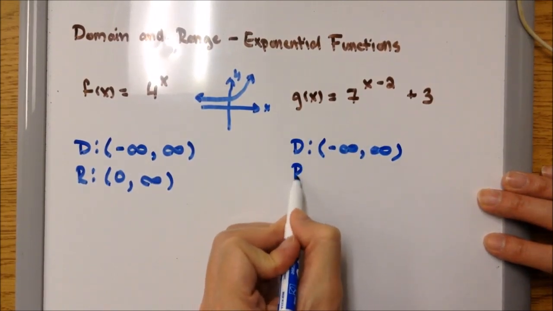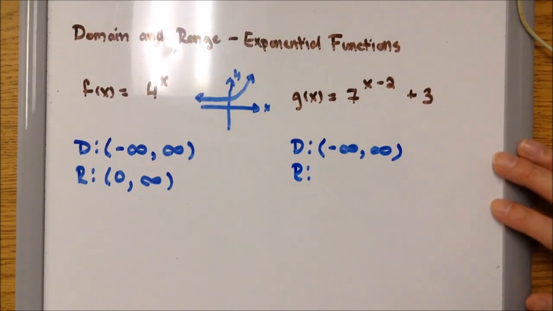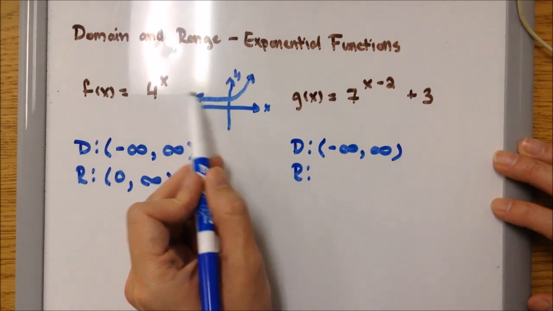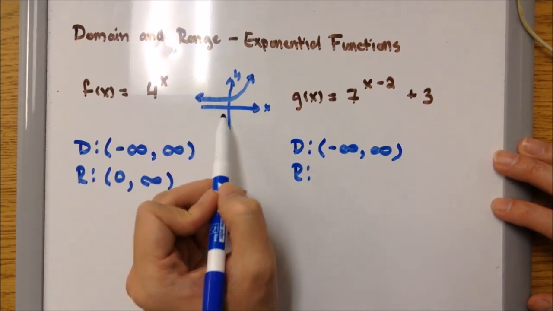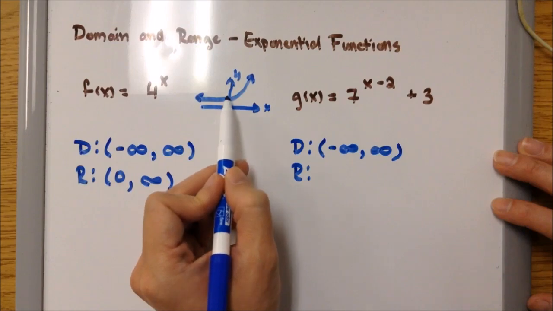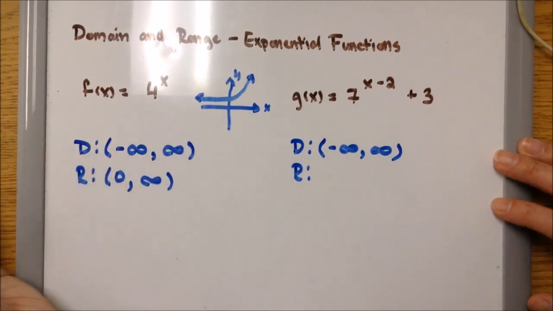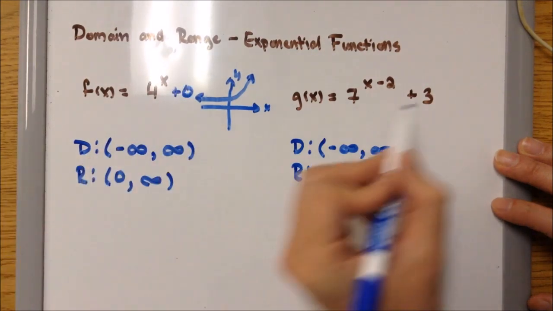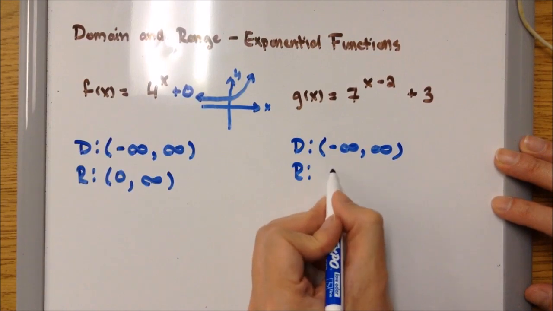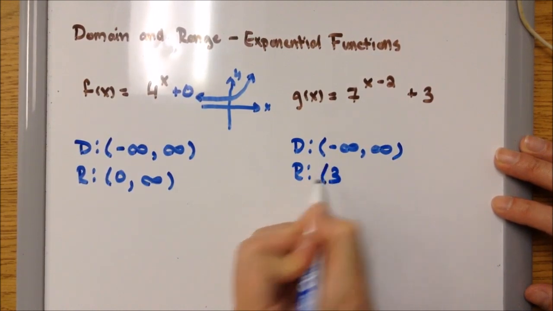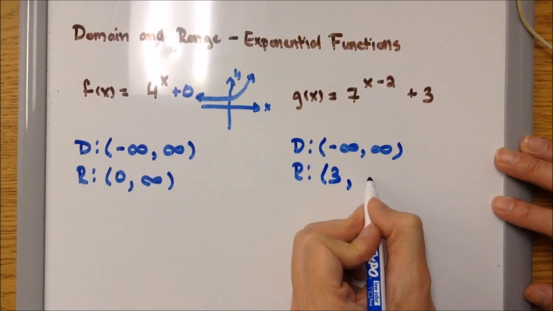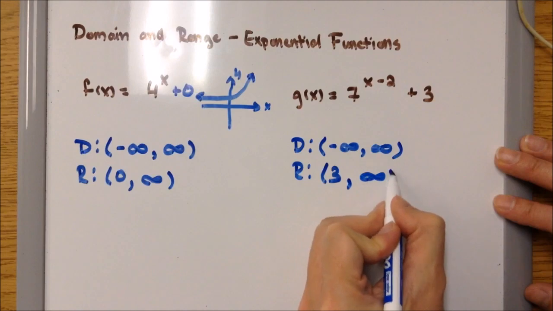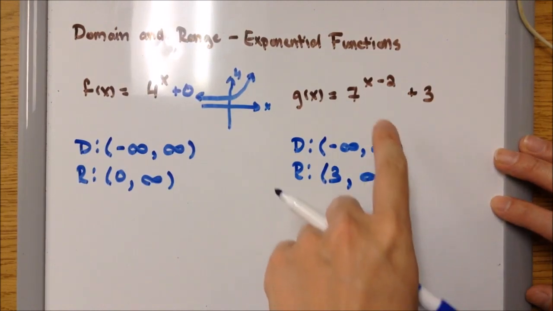Now for our range, since it's shifted up 3 units, for the first example it didn't cross the x-axis, so it won't go past y equals 0. Here, there's a plus 3, so I'm going to put 3 with a parenthesis. That's the bottom of the graph, and the top of the graph is going to go continuously upward, so positive infinity. That's our domain and range for our second example.